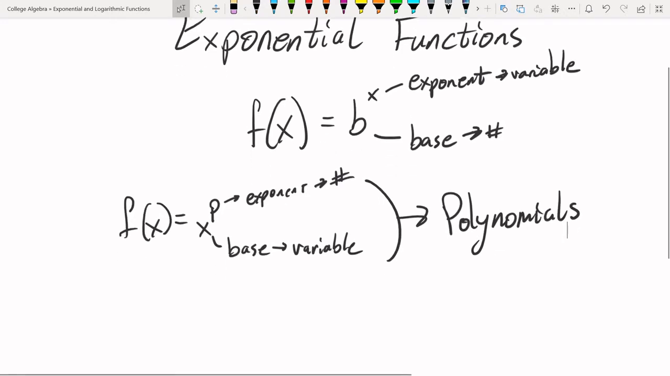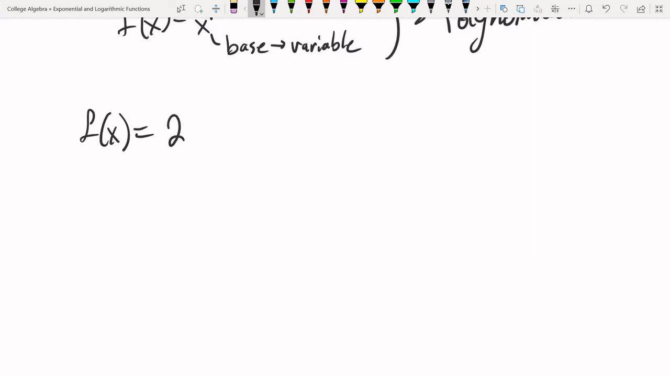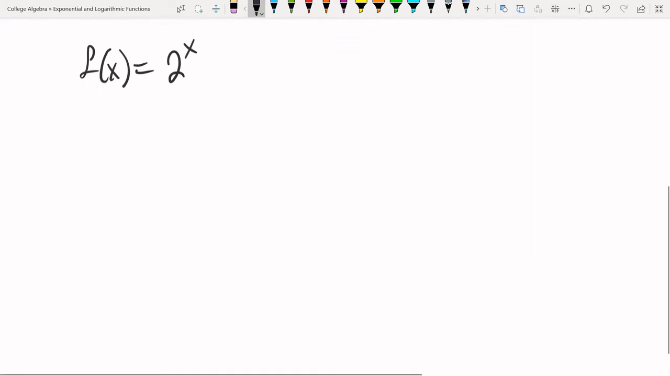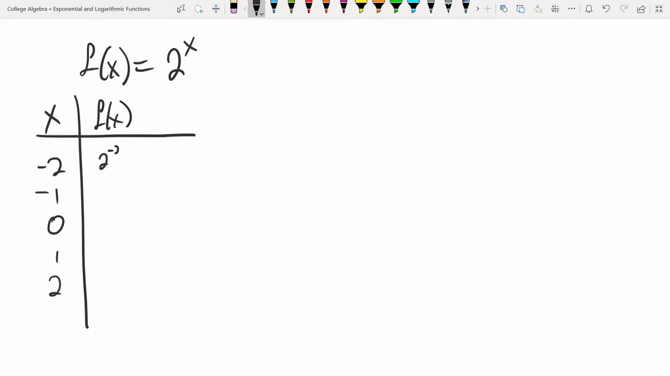All right, what do exponential functions look like? Well, we can create a table of values. For instance, let's look at this exponential function here. We can create a table of values quite simply by just choosing 5 points. We'll do -2, -1, 0, 1, and 2, and plugging them into our function. We get 2^-2, 2^-1, 2^0, 2^1, and 2^2.